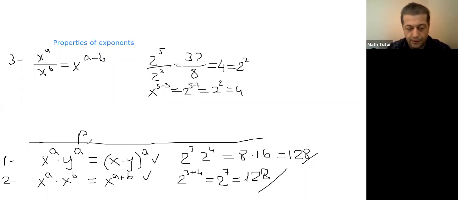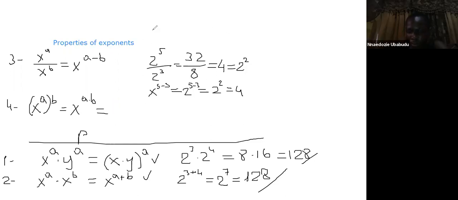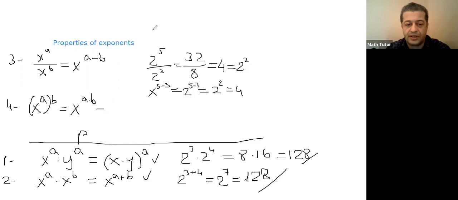Now, the fourth property is this one. If we have x at power a, and all this expression is at power b, the result is x at power a times b. Let's see whether this property is correct or not. We are going to explain this one by example as well. Let's take the number 3 at power 2, all this at power 4, let's say.